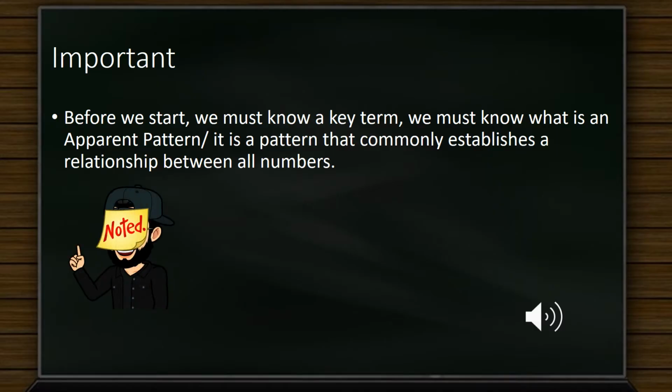Important. Before we start, we must know a key term. We must know what an apparent pattern is. It is a pattern that commonly establishes a relationship between all numbers.